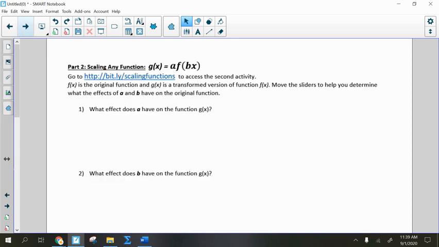Okay, next we're going to talk about scaling functions. So this is when you have something happening on the outside multiplied or on the inside multiplied. So let me get my highlighter here. So this is kind of the general setup, and we're going to go ahead and look at the Desmos graphs that go along with these.